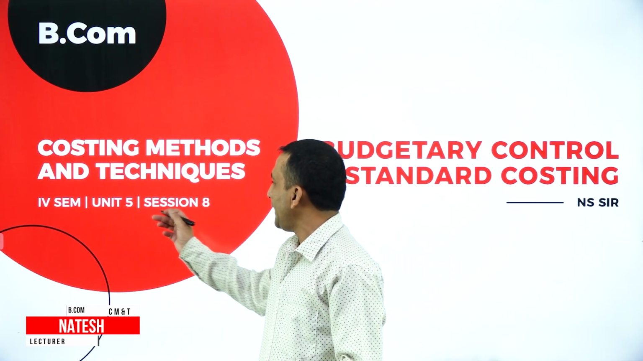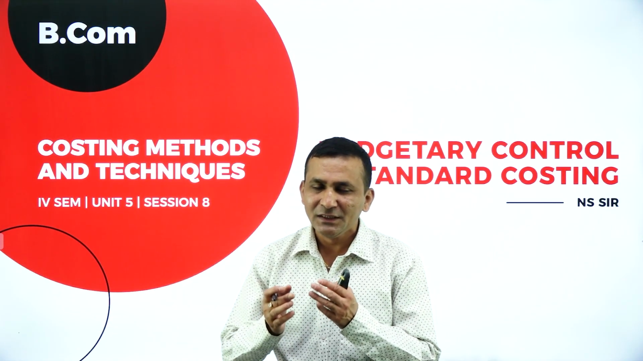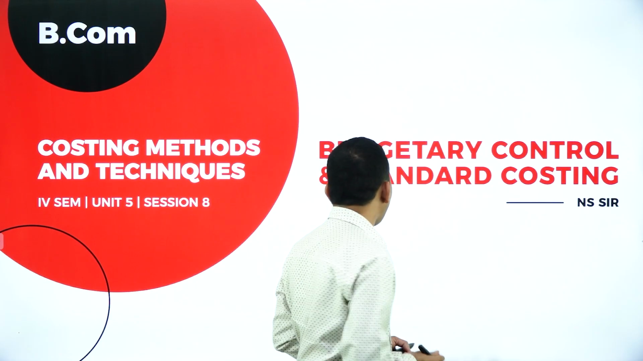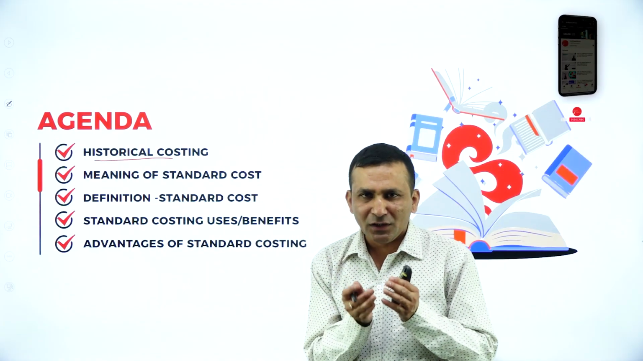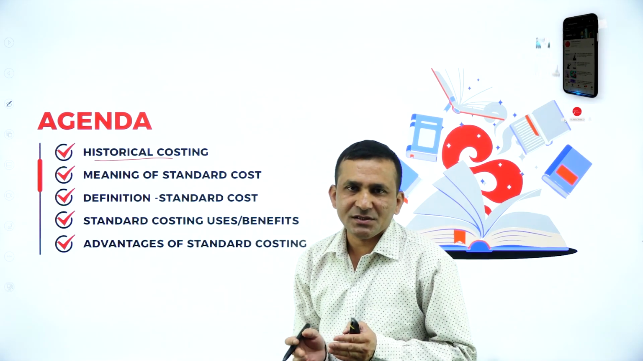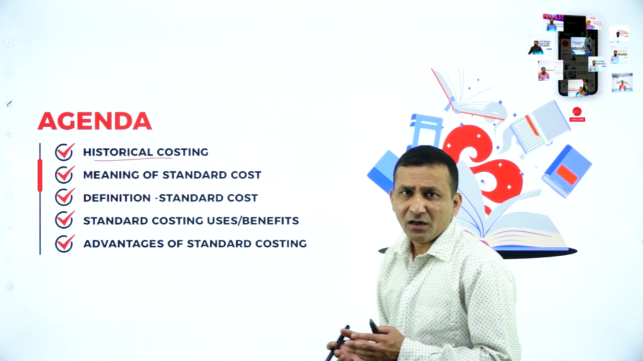We are in Unit 5, Session 8, 4th semester BCom, Costing Methods and Technique. The chapter name is Budgetary Control and Standard Costing. You will get to know completely how the historical cost is compared, as there are too many costing techniques we are talking about.